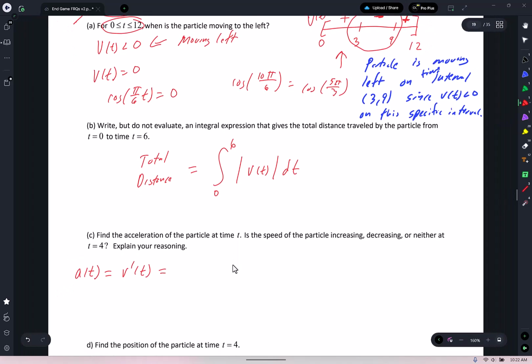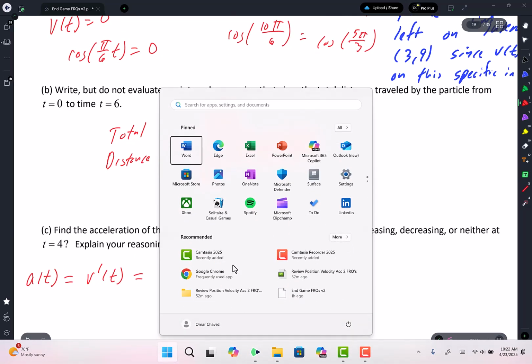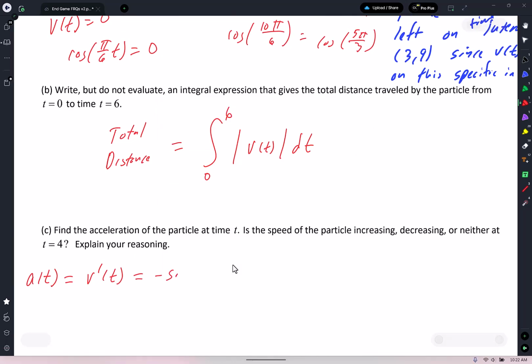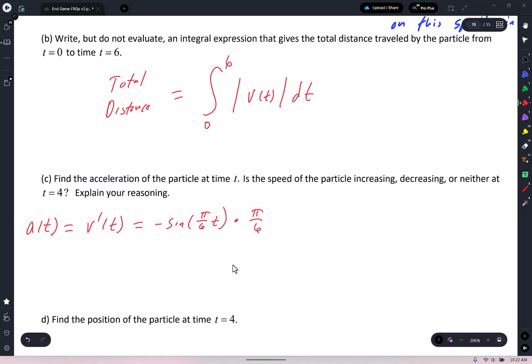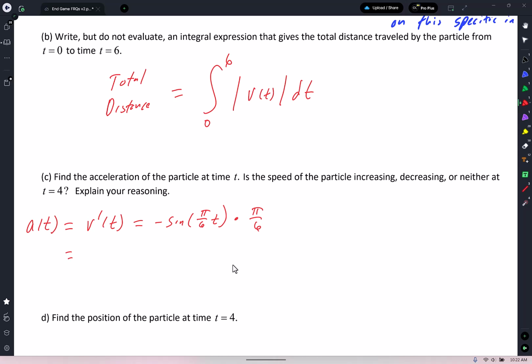What's the derivative of cosine? So negative sine. Keep the argument, pi over 6t. Relax. We still have the chain rule. Times the derivative of the inside, the pi over 6t, which is pi over 6. Let's see, a of t now equals negative pi over 6 sine pi over 6t. And then they want to, okay, so there it is. That's the first, find the acceleration of the particle at time t. So there's my first answer.